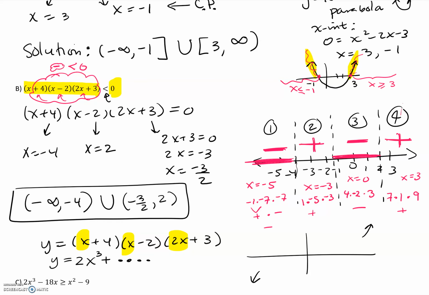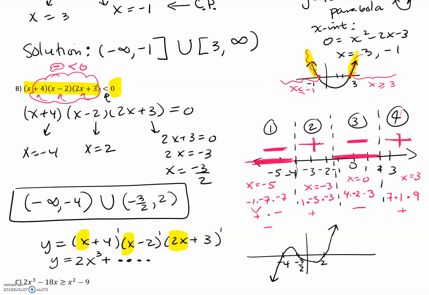And since I already have it in factored form, those critical points already give me the x-intercepts. So negative 4 is one of them, 2 is the other, and negative 3 halves is the other one. And since they all have odd multiplicity, they're all going to get crossed, if you remember from polynomials. So basically, I have this getting crossed, and then this getting crossed, and then that getting crossed, and completing the graph like that. I can see that on my TI, or just quickly use end behavior and zeros to see what that third degree polynomial will look like.